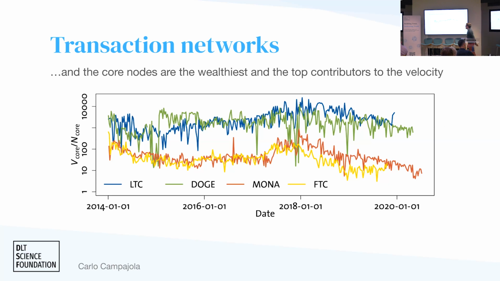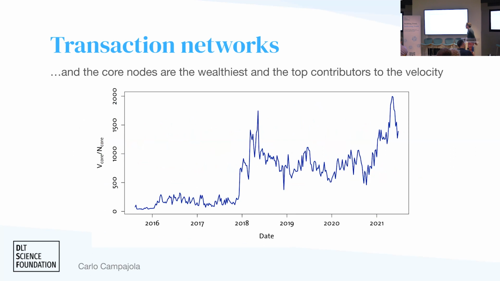So this number is large. It's over 100 or even 10,000. So this is basically saying that the nodes in the core have a much higher velocity than the nodes outside the core. And this is kind of intuitive if you think about it, right? You have intermediaries at the core of the network, and these intermediaries churn a lot of tokens from a lot of people. They are typically your exchanges that you use for transferring coins. So, I mean, this is exactly the kind of behavior that you would expect.